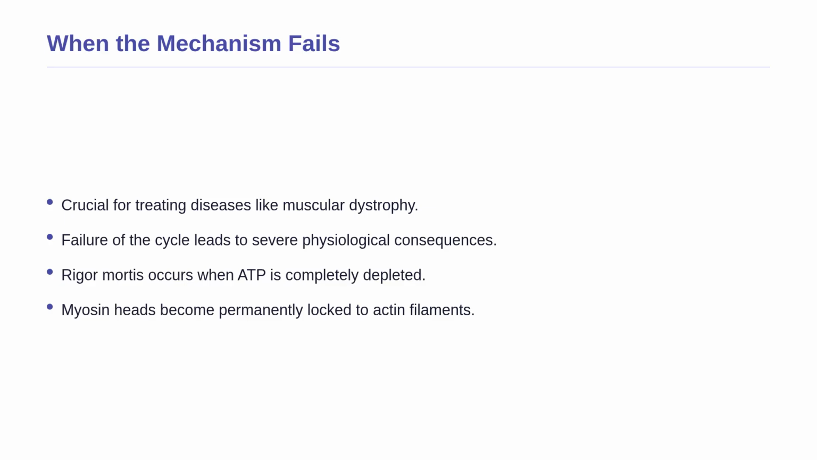Understanding this normal function also helps us understand what happens when things go wrong. Doctors use this foundational knowledge to treat devastating neuromuscular diseases like muscular dystrophy. A stark example of this mechanism failing is rigor mortis, which occurs after death. Remember how we said ATP is required for the myosin heads to detach from the actin? When a person dies, ATP production stops. Without ATP, the myosin heads cannot release their grip. They become permanently locked to the actin filaments, causing the muscles to become completely stiff and rigid.